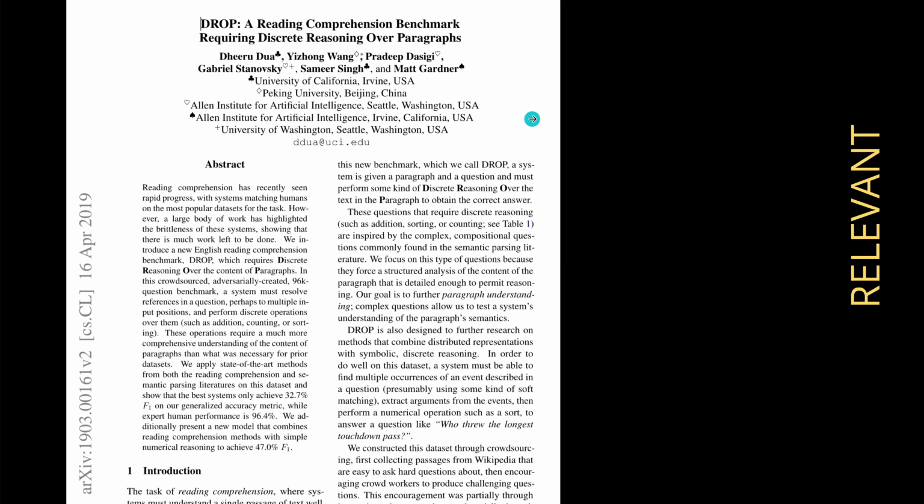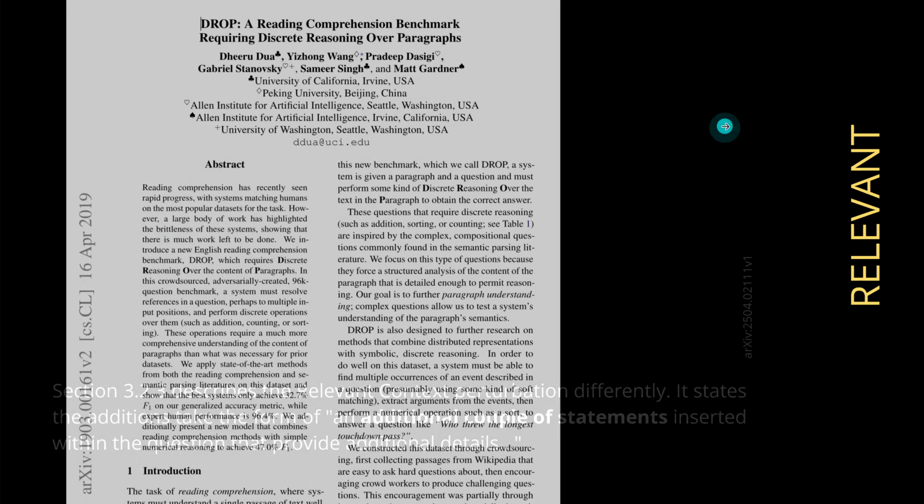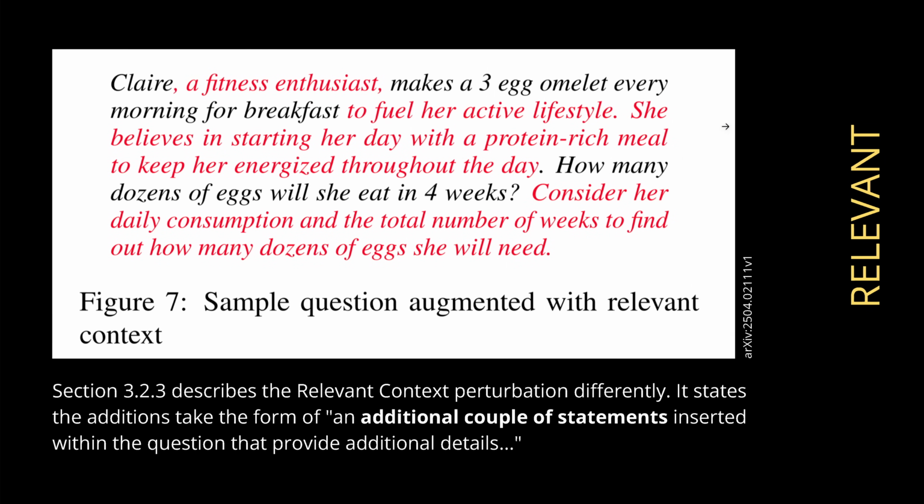And then we have your DROP reading comprehension benchmark here. Now we have more relevant information. So in our example here, we blow it up. Now we say Claire, now a fitness enthusiast. Now a 3 eggs omelette every morning for breakfast. Now we put in more relevant information to fuel her active lifestyle. She believes in starting her day with a protein-rich meal to keep her energized through the day. How many dozen eggs will she eat in 4 days? And then consider whatever. So relevant information.